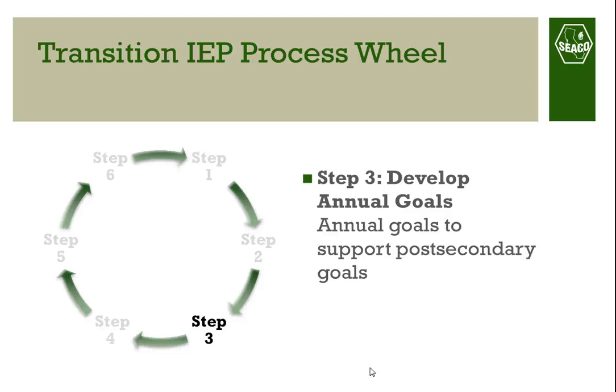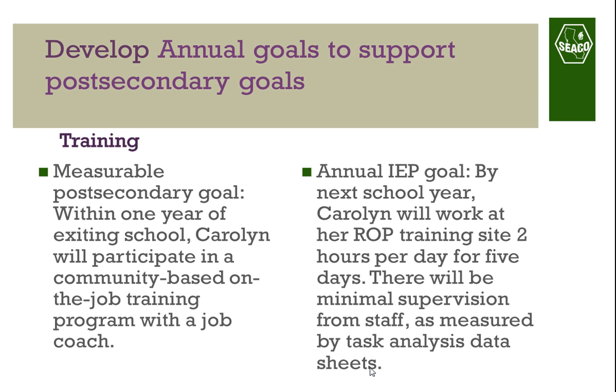The third step of the transition IEP process wheel is to develop annual goals. Annual goals need to support a student's post-secondary goals. Here is an example of a training post-secondary goal. Within 1 year of exiting school, Carolyn will participate in a community-based on-the-job training program.